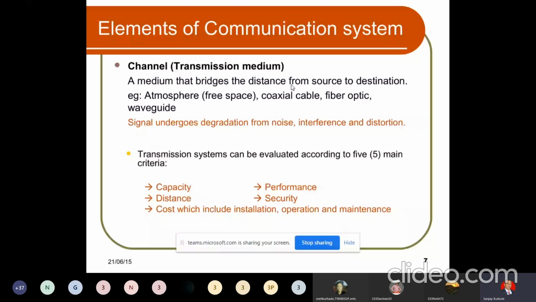Then the transmission system can be evaluated under these 5 main criteria. These parameters we have to write in the design very clearly, very specifically: capacity, performance, how much distance it covers, security, and cost, which includes installation, operation and maintenance, because we have to think about the cost parameter also, not only the technical parameters but also the financial parameter.